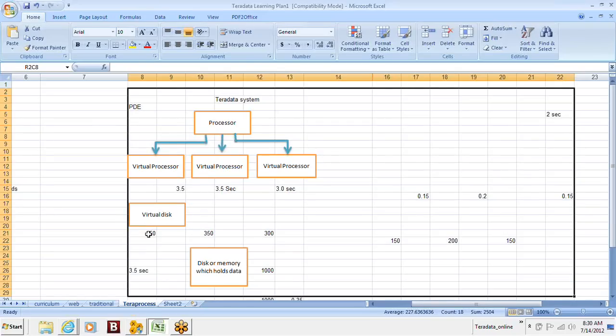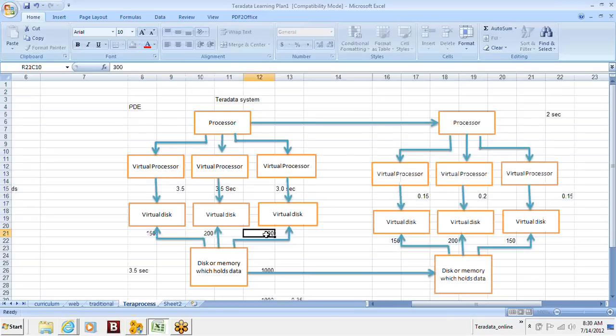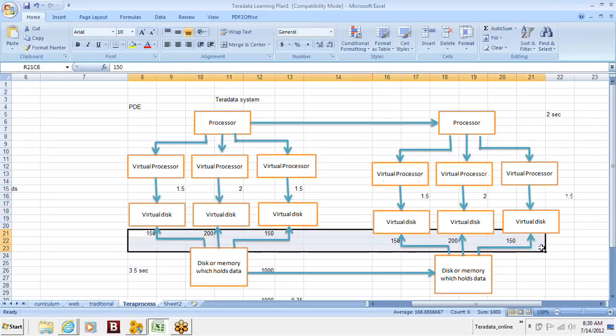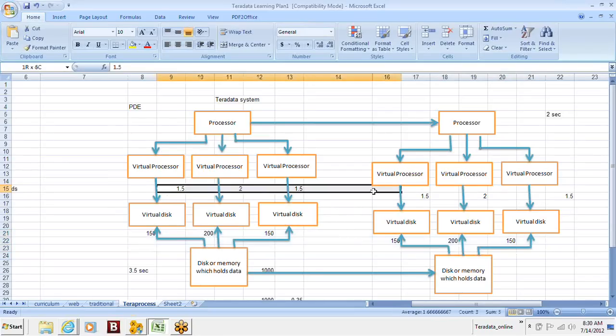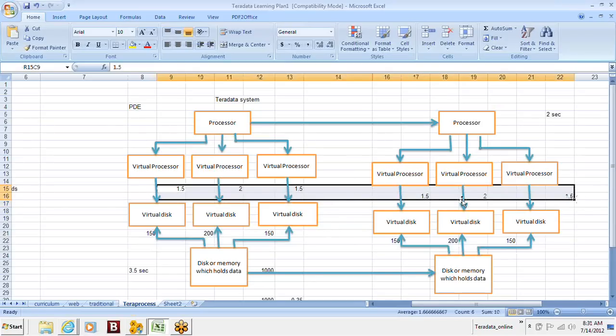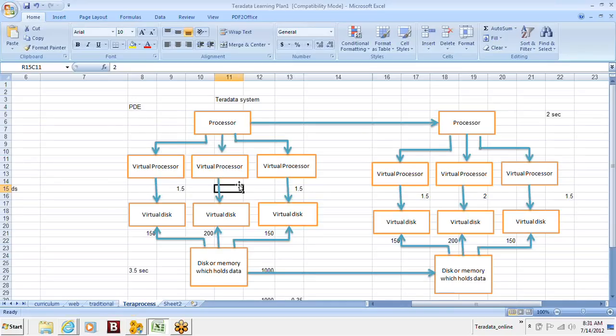Like this: 150, 200, 150, and proportionally the virtual processor would take 1.5 seconds now, 2 seconds, and then again 1.5 seconds, and here 150, 1.5 seconds, 2 seconds, 1.5 seconds. So I have 1000 records again, but I have increased my hardware and software capacity of the Teradata system, and to process these 1000 records with my new system of 6 virtual processors, it is taking 2 seconds. The maximum time taken to process all these 1000 records is 2 seconds.